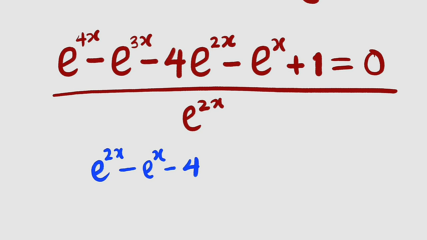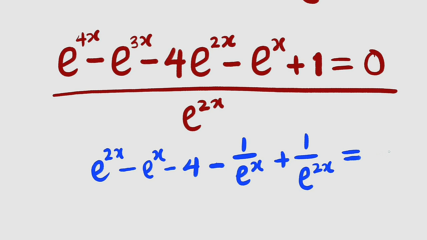Minus 4e^(2x) divided by e^(2x) is 1. You go to the next one, minus e^x divided by e^(2x) is 1 divided by e^x. Then plus 1 divided by e^(2x). If you divide 0 by e^(2x), you're still going to get 0.